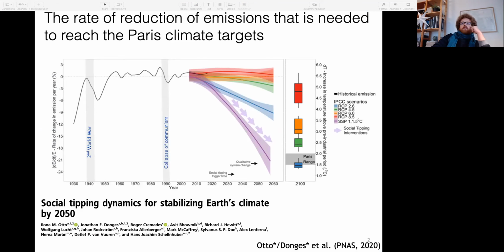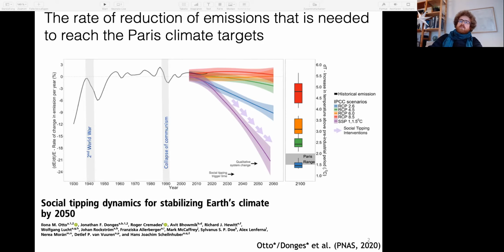The rate of reduction of emissions that is needed to reach the Paris climate targets is huge. If we compare the rate of reduction that is required in the future under really transformative climate mitigation scenarios, this goes down to 20% reduction per year, while in the past 70 years or so, we've seen mostly a growth of 1 to 3% per year. Only in times of major crisis, like the Second World War and the collapse of communism, has the growth rate slowed down, and we have seen negative changes in the emission rate per year.